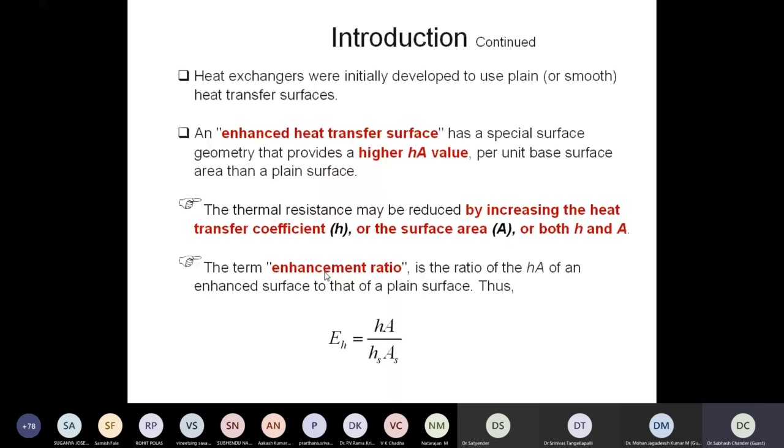So how much enhancement we are able to yield, we can look into by a factor we call the enhancement ratio. The enhancement ratio is the ratio of the enhanced surface product hA to the hA of the smooth surface.